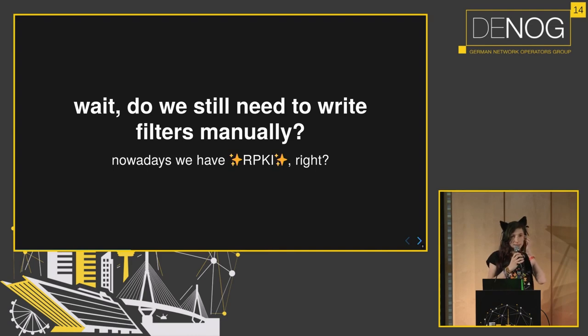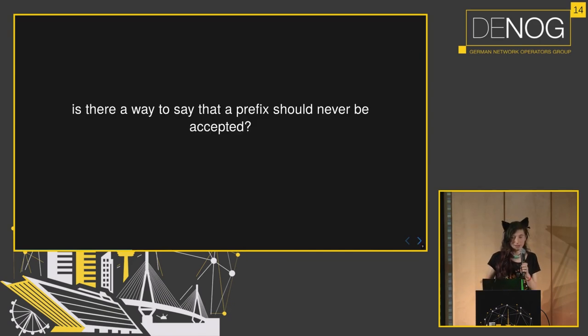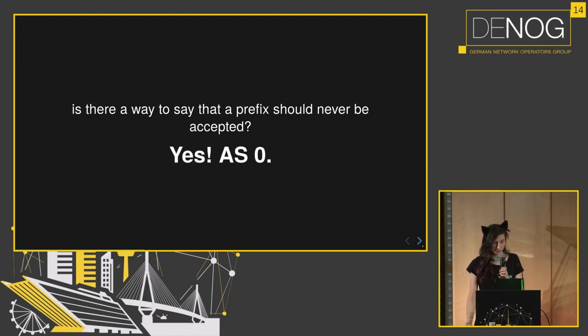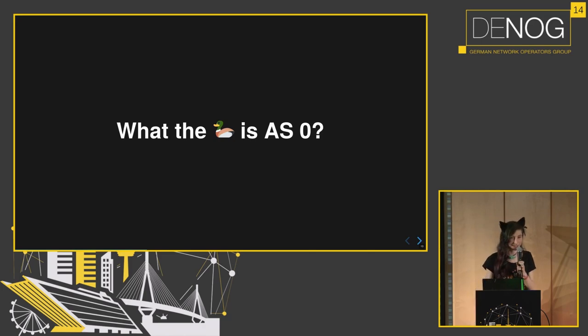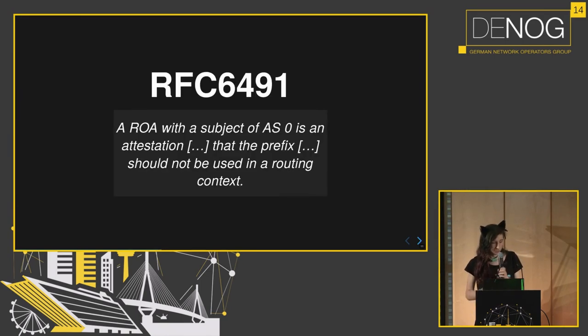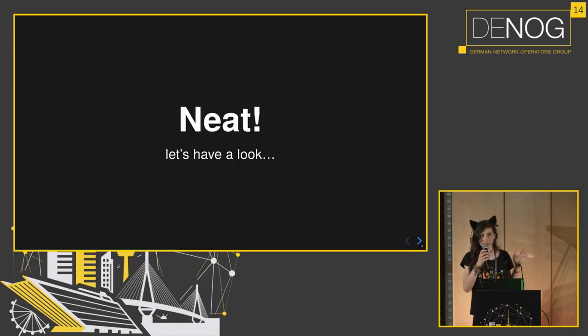This works, but it's a bit weird, because then we allow someone to announce a prefix of our peering LAN, which is RPKI valid, and most internet exchanges don't want their peering LAN to be somewhere in the internet in the default free zone. So is there a way to say that the prefix should never be accepted with RPKI? Yes, there is something. It's called AS0. So what the heck is AS0? It's an invalid AS number, and the smart people who wrote the RFCs for RPKI thought, hey, why not use this for exactly this purpose? So they say, a ROA with a subject of AS0 is an attestation that the prefix should not be used in a routing context. So this will always be RPKI invalid. Neat. That's pretty nice. That solves exactly our problem.